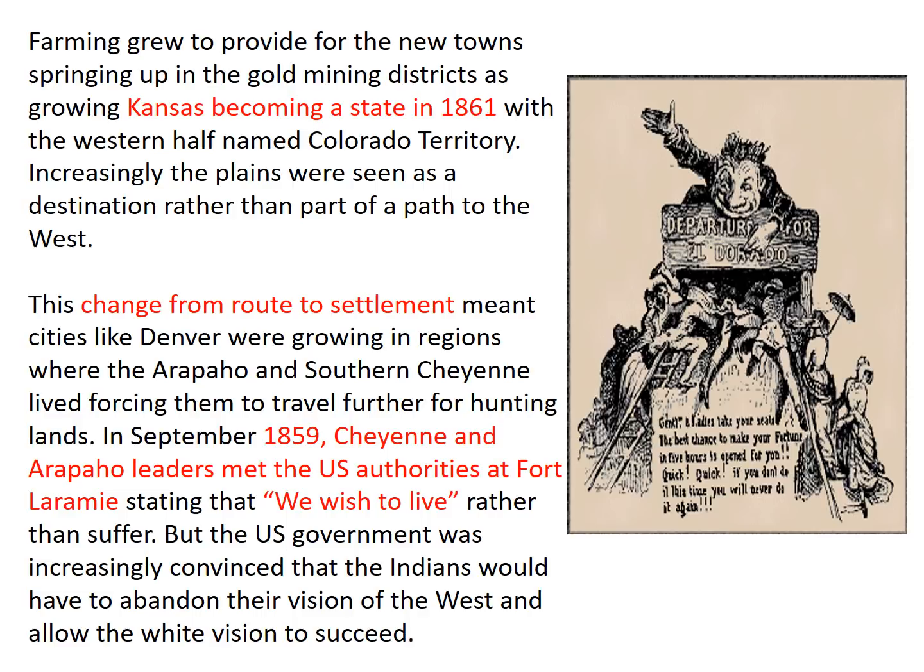So we have cities like Denver growing in regions where the Arapaho and the Southern Cheyenne were living, meaning that they had to travel further to their hunting lines, and that brings them into conflict with other Native Americans and other whites. Cheyenne and the Arapaho met the US authorities at Fort Laramie saying, we wish to live. They wish to have a way of life, but it looks as if increasingly the US government becomes convinced they're going to have to deal with this Native American threat, and we're going to see that coming up.